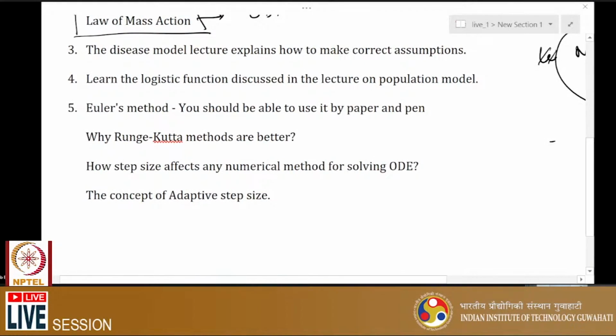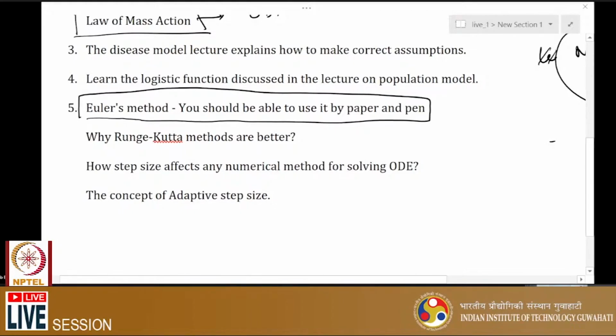please practice it. You don't need to take very complicated functions. Take very simple things: dx/dt equal to x. Take dx/dt equal to 10 minus x. Create your own problem. There is a problem given in the lecture, but you create your own and then use Euler's method.